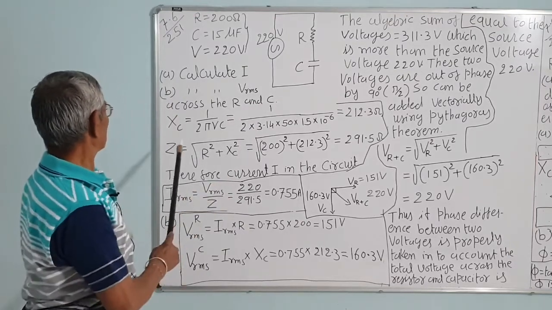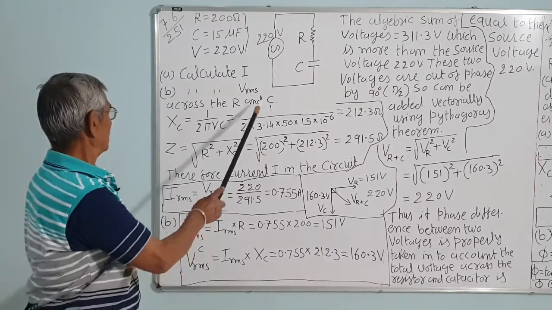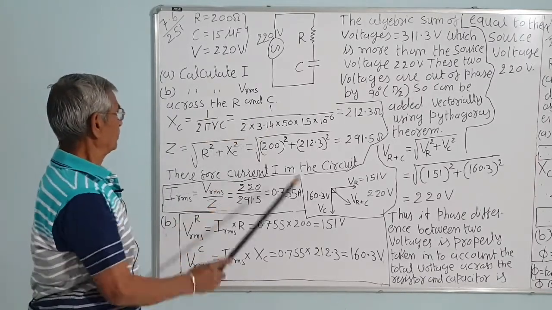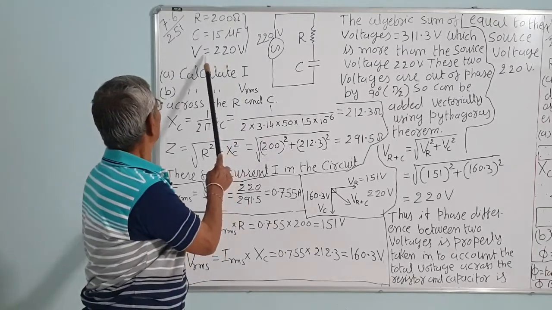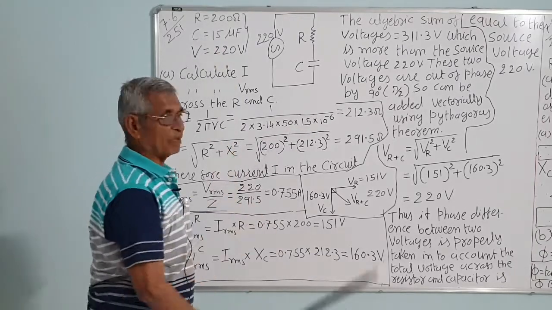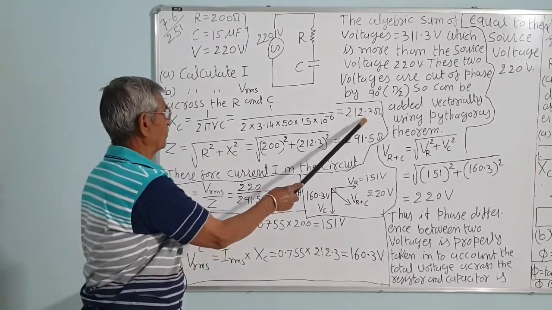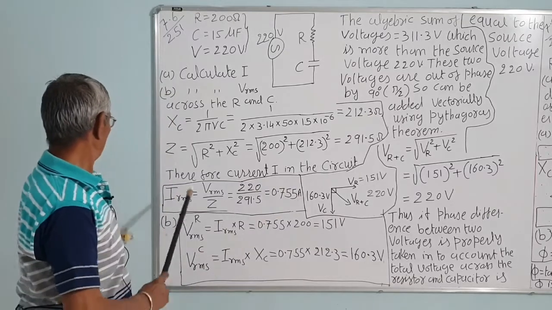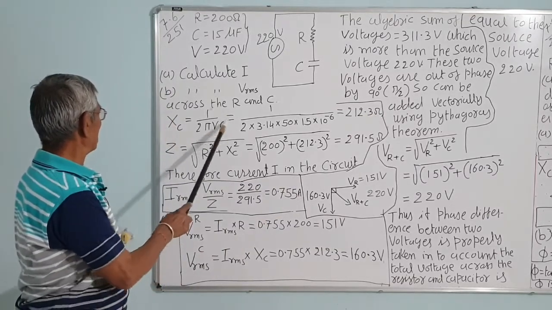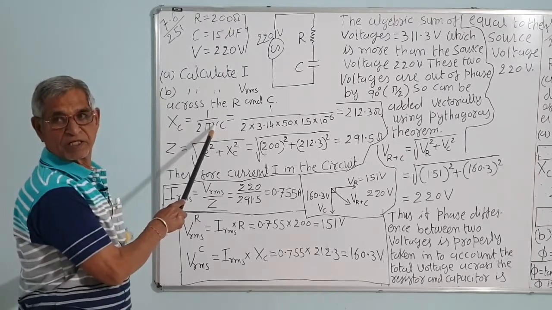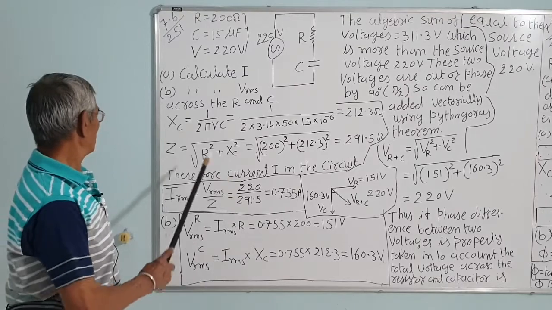We know that Xc is equal to 1 upon 2 pi nu C, that is 1 upon 2 into 3.14 into 50 frequency into this capacitor 15 into 10 raised to minus 6, that is equal to 212.3 ohms. In the book there is a mistake in printing, Xc is given as 2 pi nu C, but the final answer is written correctly, so just note it.